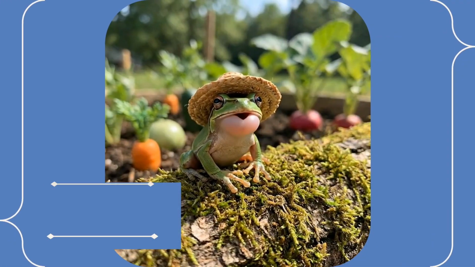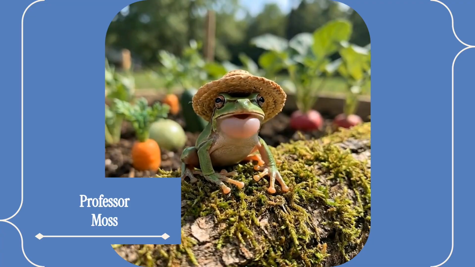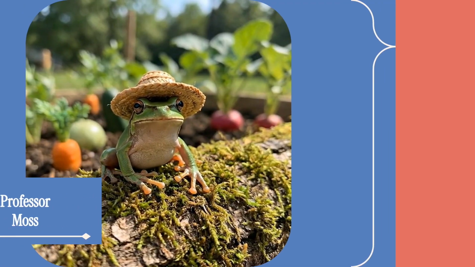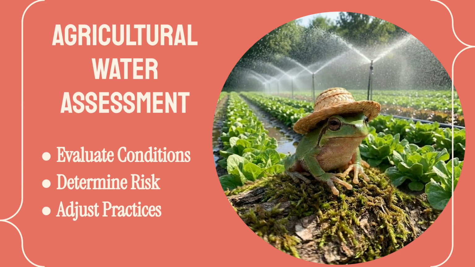What is an agricultural water assessment? Well, friends, you are in the right place to find out. The purpose of this assessment is to identify conditions that could introduce hazards, such as fecal contamination, into agricultural water sources used for pre-harvest or growing activities. By identifying these risks, you can determine if corrective actions or mitigation measures are necessary to prevent produce contamination.